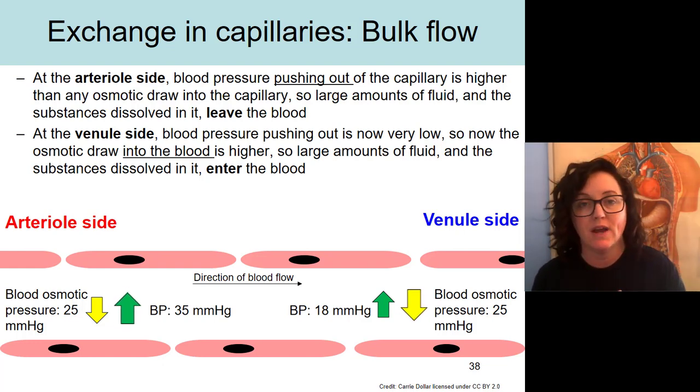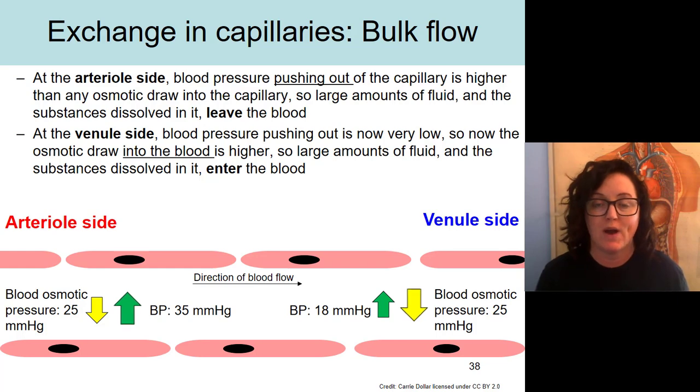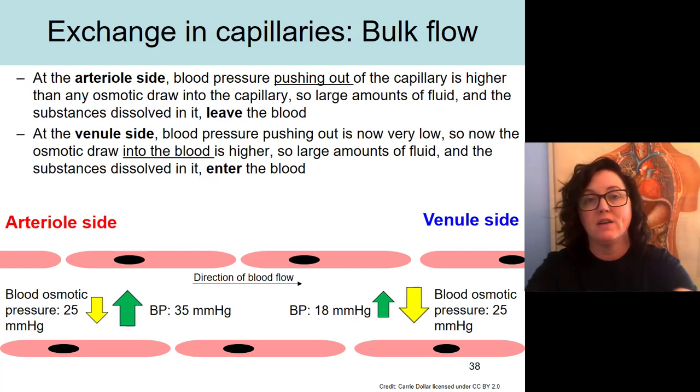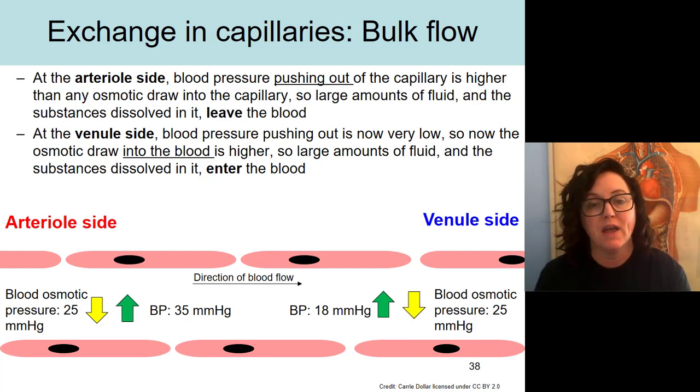When we look at the venule side of the capillary, the blood pressure has dropped considerably to about 18 millimeters of mercury. The blood osmotic pressure is still at 25 though. So that 25 is drawing water and dissolved solutes into the capillary. This drawing in is higher than the pushing out. So on the venule side of the capillary, fluids and dissolved substances are going to enter the bloodstream.